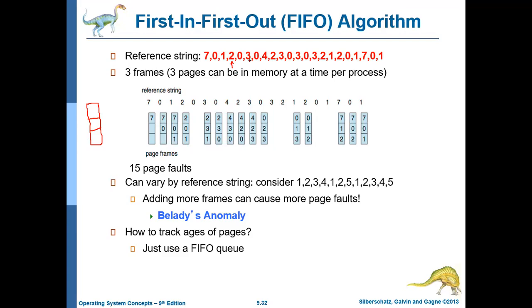Now next one is 3. Are we having 3? No, we are not having 3. So you need to insert this 3. Are we having any free space? No free space is there. So you need to remove 1. You need to remove any one of these three to insert that three. So which page you are going to remove?